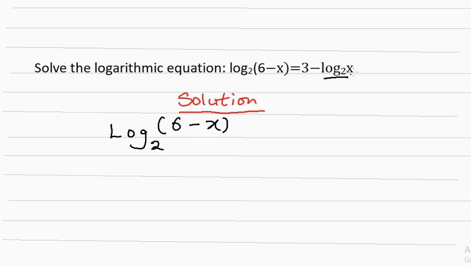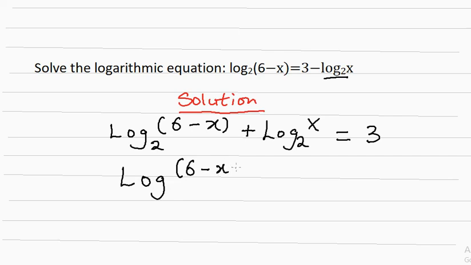Then I move minus log x in base 2 to that side. Of course, if I move it, it will become plus. Then it's equal to 3. You know the law I'm going to apply here? Multiplication law, right? So I will just write one log and multiply 6 minus x, then times x. Don't forget the base, but the base is 2.